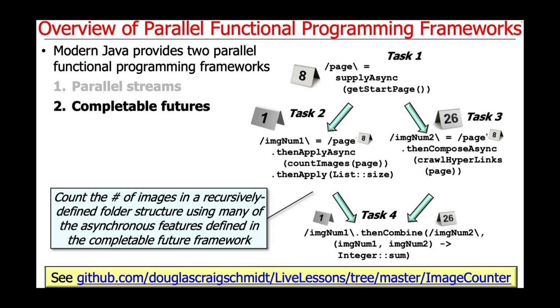Here's an example that we're going to walk through later in some detail where you want to be able to count the number of images in a recursively structured folder, like a website or a folder you might have on your computer, using asynchronous features that the Completable Future framework defines, the ability to run things asynchronously and then be able to essentially chain and combine and reduce all the things that are happening asynchronously. Very, very, very cool example.